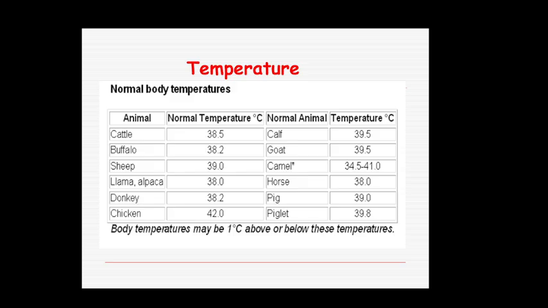So these are the temperatures of the animals. We must check the temperature of the animal. For example, cattle 38.5, buffalo 38.2, sheep 39, goat 39.5, horse 38, pig 39. All these temperatures are in degrees Celsius, and the body temperature may vary by 1 degree above or 1 degree below, so that's not a big issue. But these are the normal temperatures of the animals in degrees Celsius.